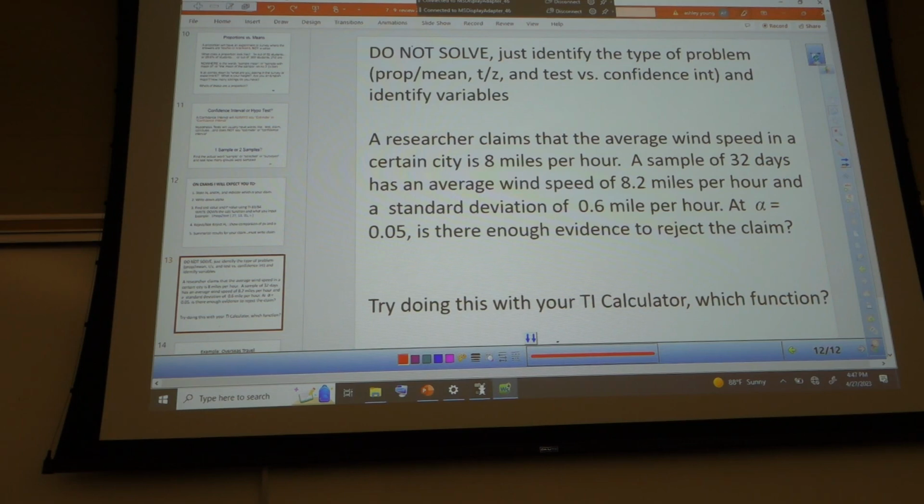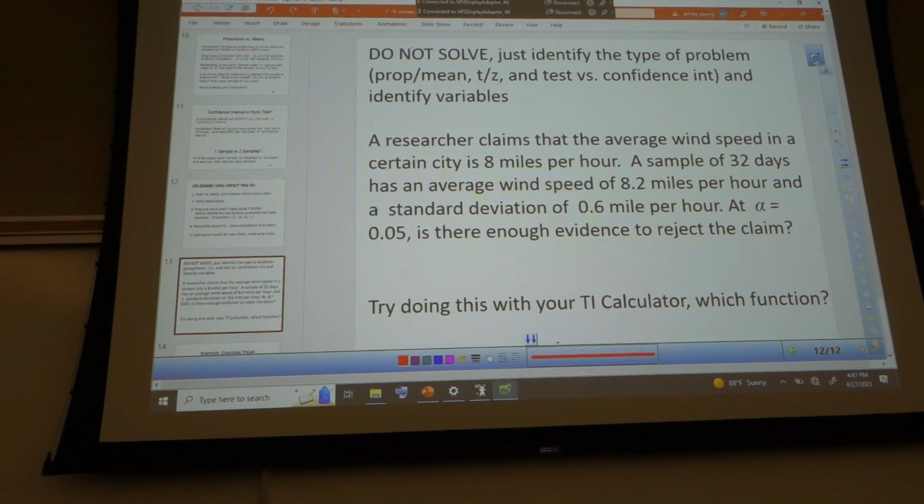A researcher claims that the average wind speed in a certain city is 8 miles per hour. A sample of 32 days has an average wind speed of 8.2 miles per hour and a standard deviation of 0.6 miles per hour. At alpha equals 0.05, is there enough evidence to reject the claim? Great. 30 seconds with your neighbors. What kind of problem is this?